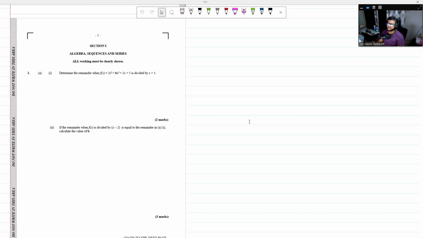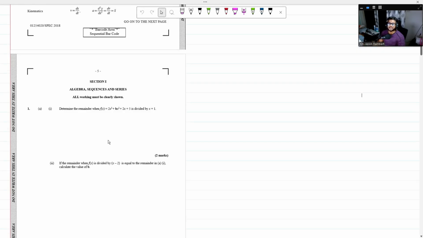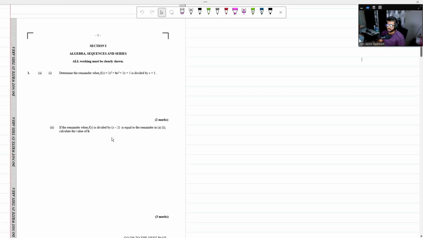2021 specimen paper. This paper would have been made in 2018. This is when it had a change in the syllabus. So number 1A, part 1: determine the remainder when f of x is divided by x plus 1.